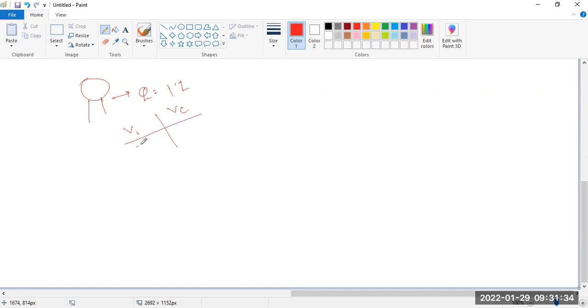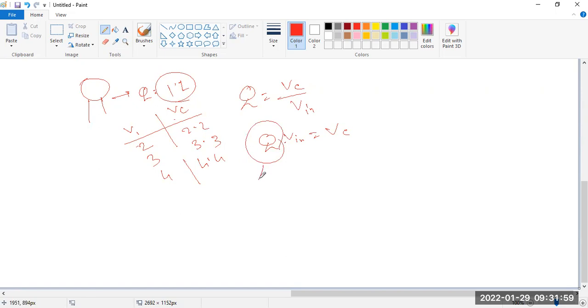So if this is the input voltage, this is the quality factor, and this is the voltage across it: if you apply 2 volts, you get 2.2. If you apply 3 volts, you get 3.3. If you apply 4, you get 4.4. So this is called the quality factor. So it is Q into V input equal to Vc. This is called a magnifying factor, or a quality factor.